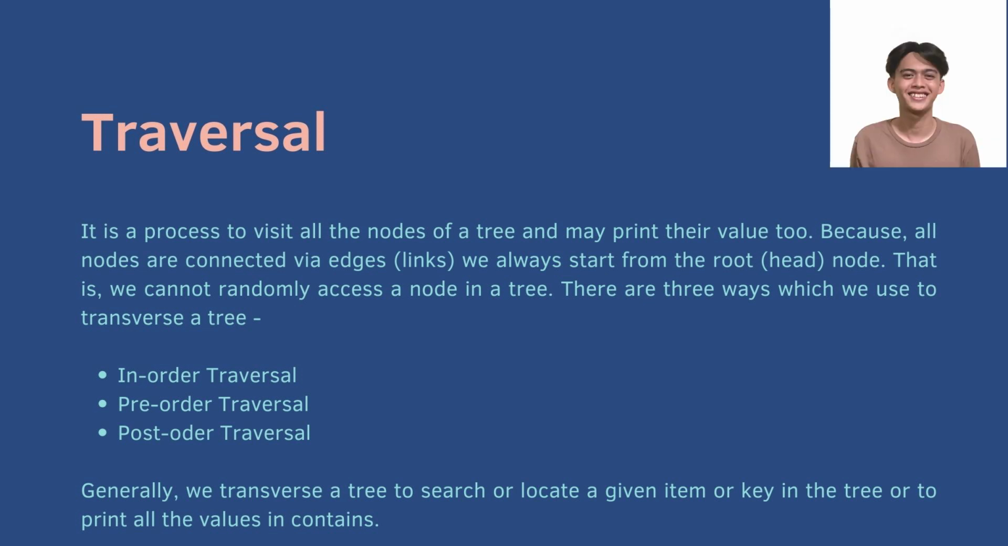So now that we know the basic terminologies and types of tree data structure, let us talk about what traversal is. Traversal is a process to visit all the nodes of a tree and print their values too. Because all nodes are connected by edges or links, we always start from the root node. That is, we cannot randomly access a node in a tree. There are 3 ways which we use to traverse a tree: in-order, pre-order, and post-order traversal. Generally, we traverse a tree to search or locate a given item or key in the tree, or to print all the values it contains.